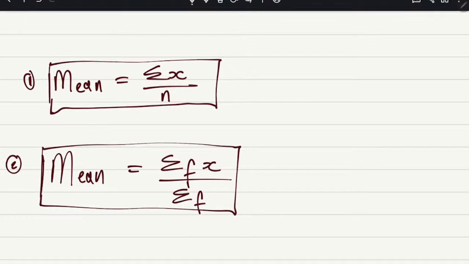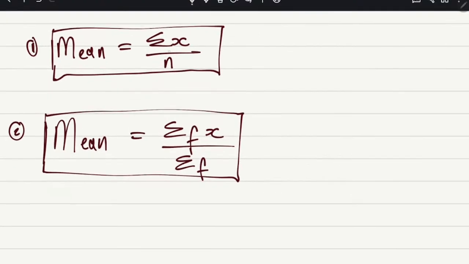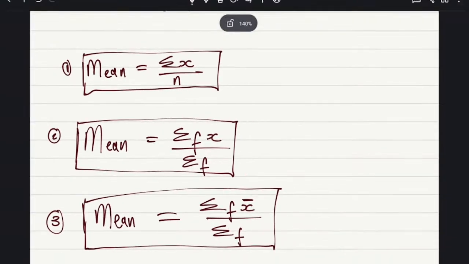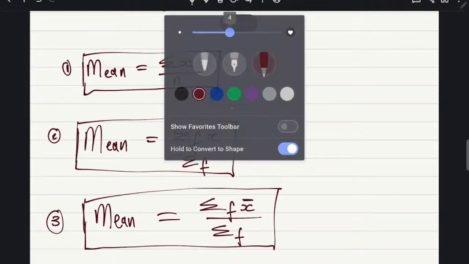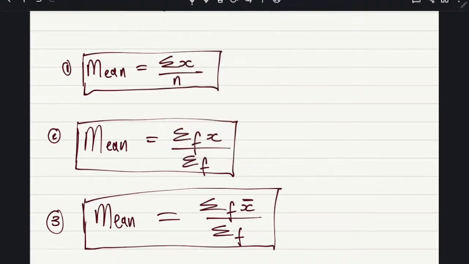Then the third one is the summation of x over n. Then the summation of fx over the summation of f, which is the total frequency, which is the total number of things. The third one is mean. Remember, the other word for mean is average, okay? It's actually the same way, but it's just 3 formulas. We change a little bit.